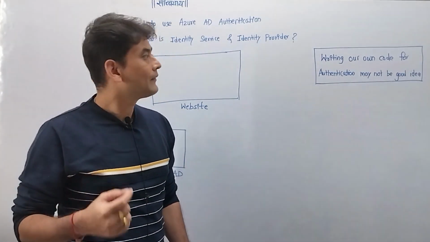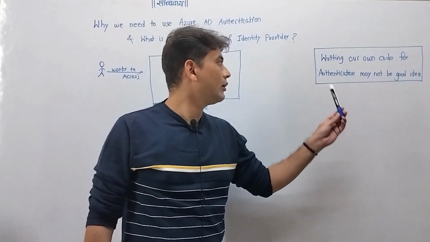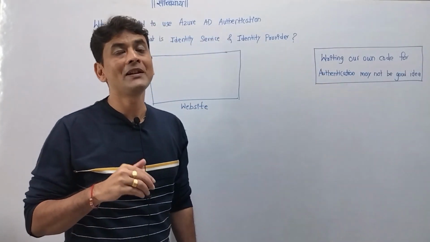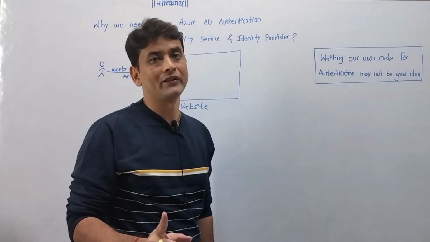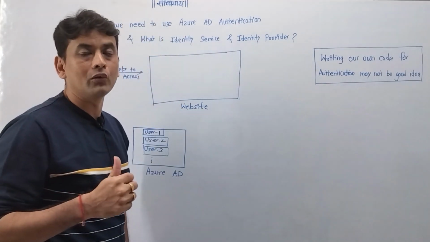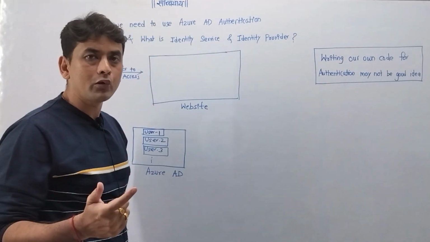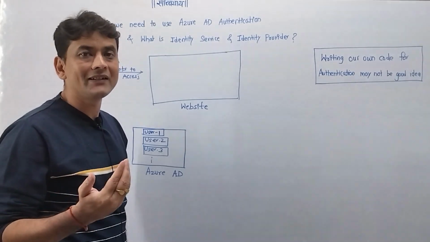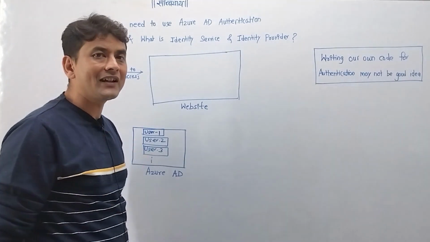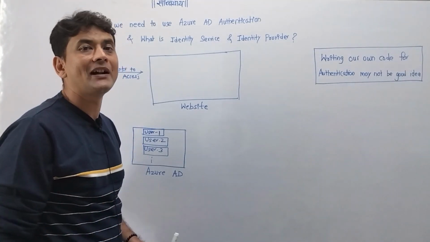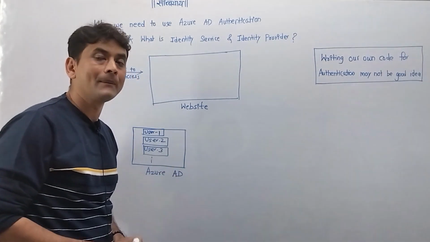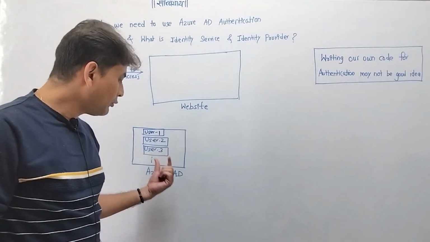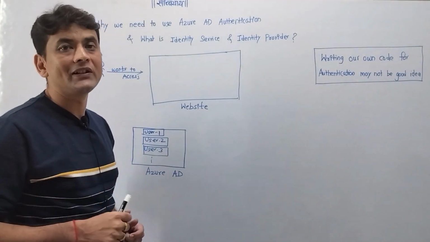So obviously writing our own code for this authentication may not be the easiest approach, or it may not be the easiest solution, right? So instead of writing our own code, why not we delegate this process of authentication to some third party authentication service provider, let's say Azure AD. Okay, so we will use Azure AD for this authentication process.